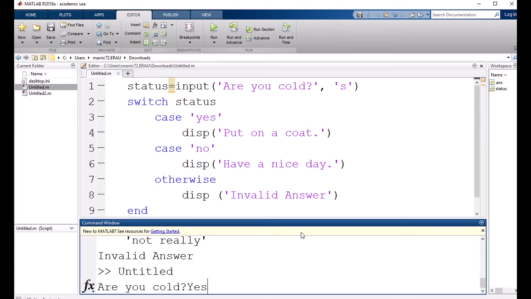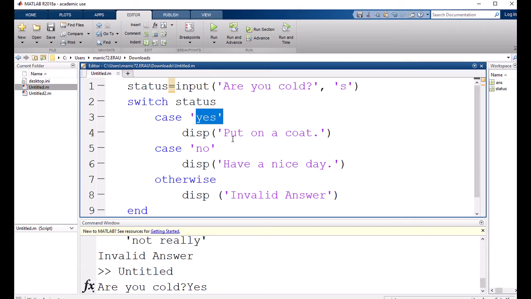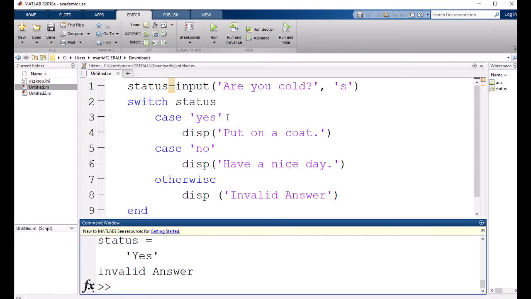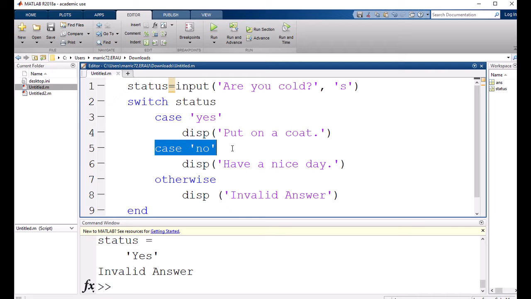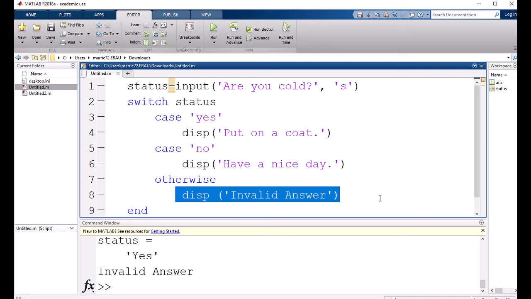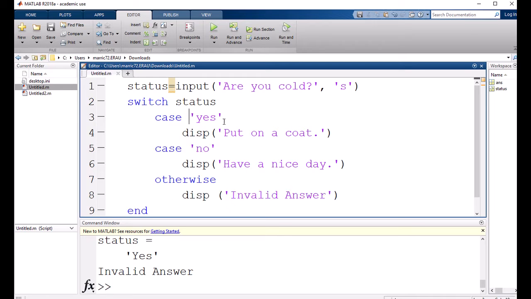Well, MATLAB's case sensitive, so capital yes is not the same as lowercase yes, and we're not going to be a match for this. We're not going to be a match for the no case, so we'll go into the otherwise. What if you want it to be able to catch either uppercase yes or lowercase yes? Well, we can switch this to allow for multiple variations of saying yes, either a single character or the word yes. And to allow for more than one thing to match for this case, we'll do curly braces around the entire thing and commas in between each thing we want to match.